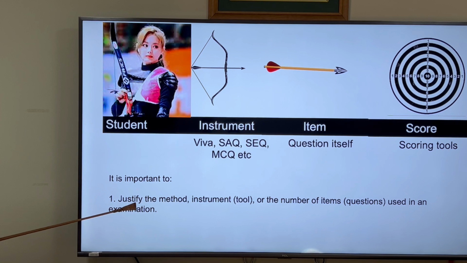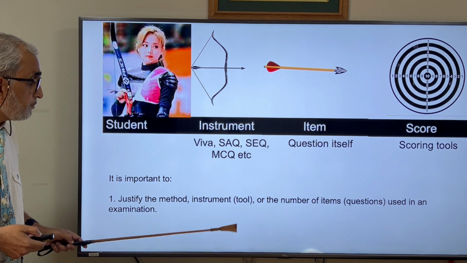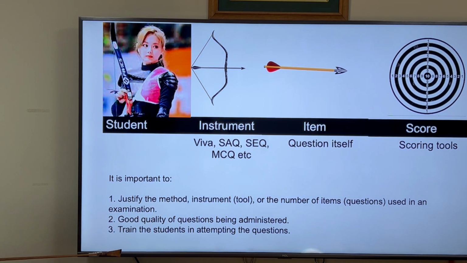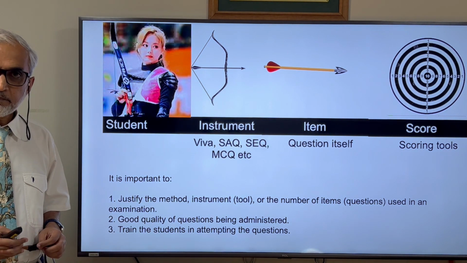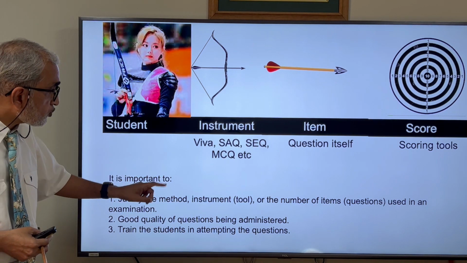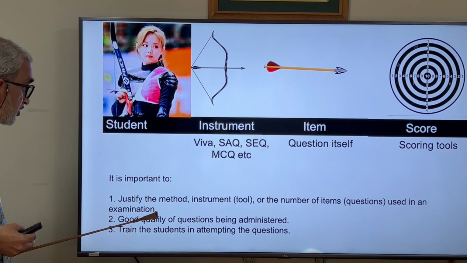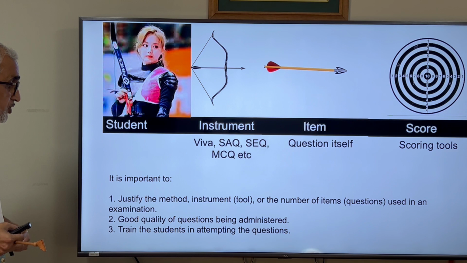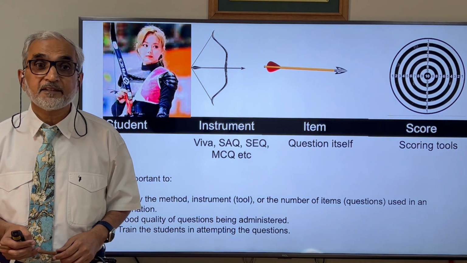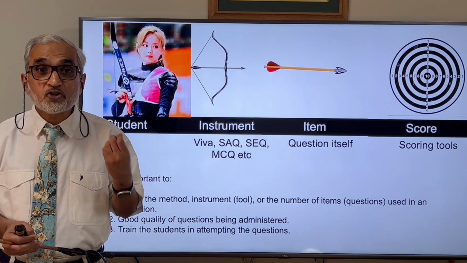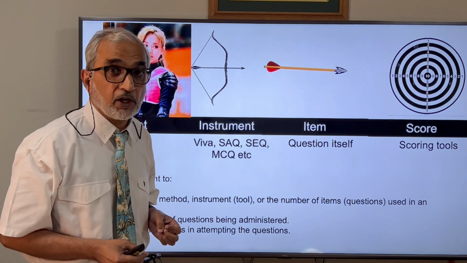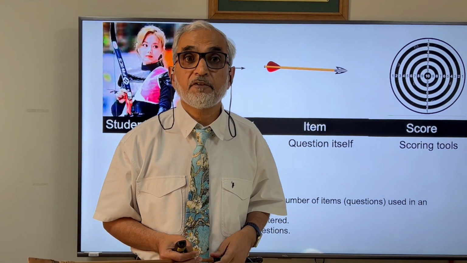It is important to justify the method, instrument, or the number of items used in examination, good quality of questions being administered, and train the students in attempting the questions. May I repeat them? Justify the method, instrument, or the number of items used in an examination or a test, good quality of questions being administered, and train the students in attempting the questions, and obviously faculty how to construct, how to make a good examination which has high validity, which has increased reliability, which is objective, and which is feasible.